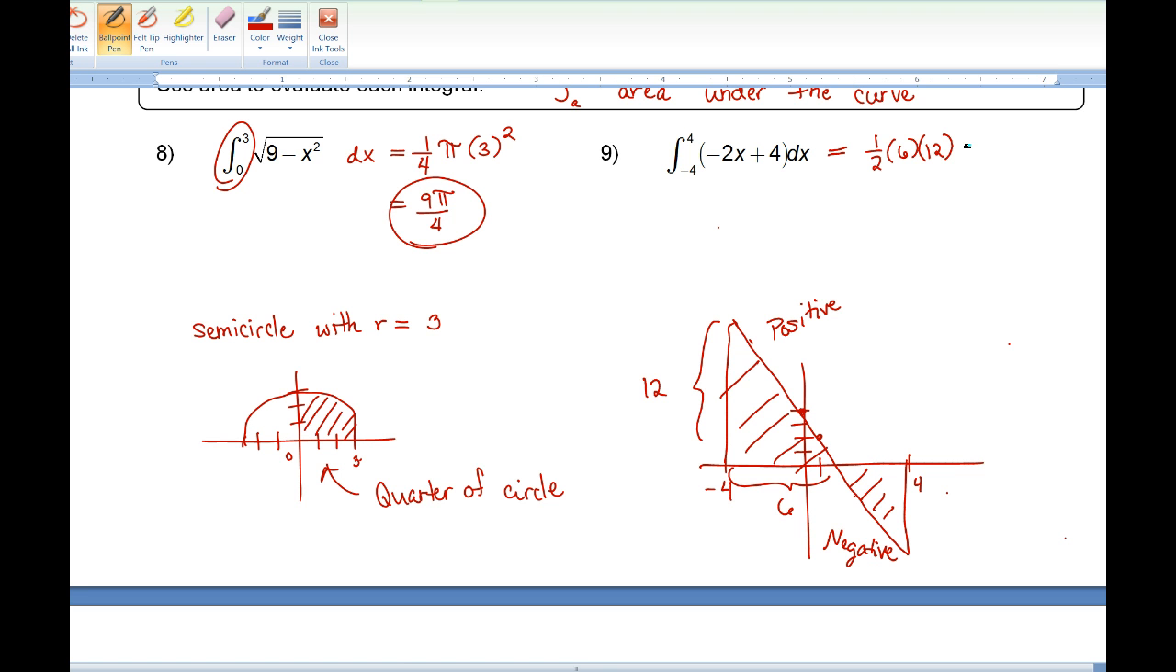And then this triangle has a base of 2 and height of 4. And I'm just going to subtract it because it goes below the x-axis. So I'll put minus 1/2, 2 times 4. Does that make sense? We get 32.